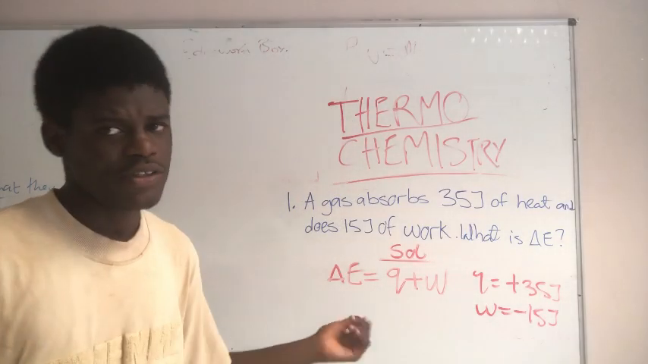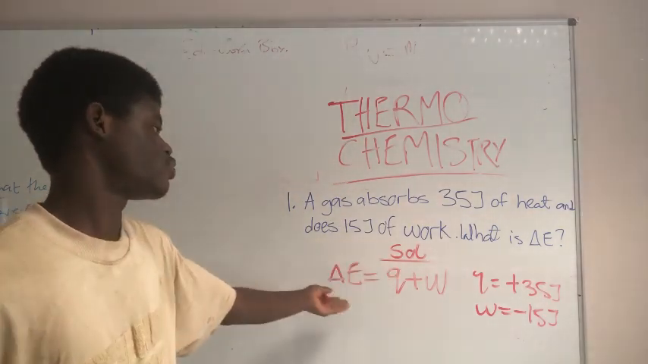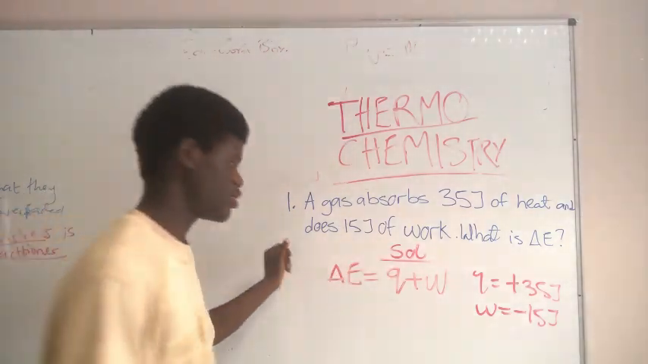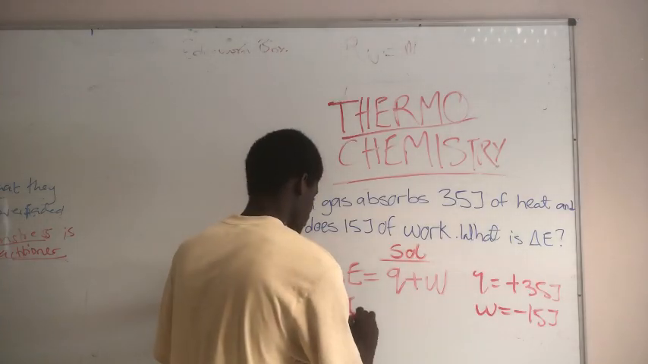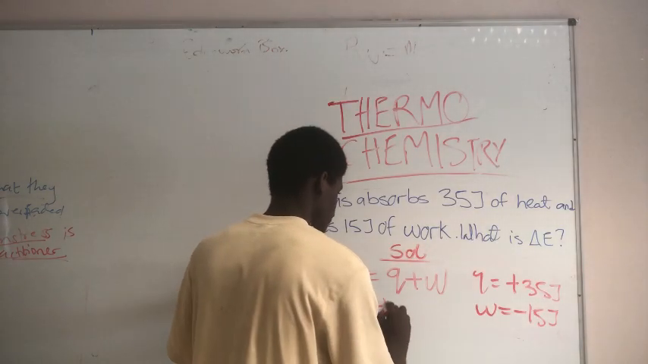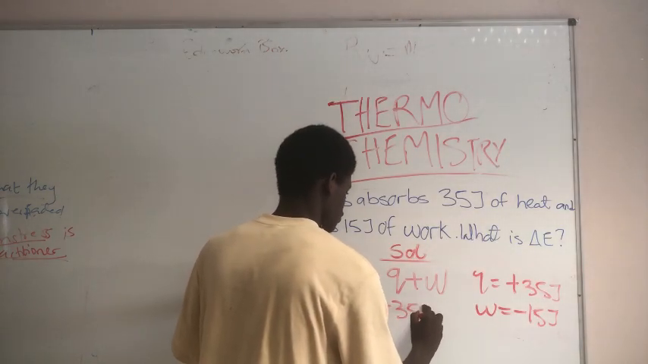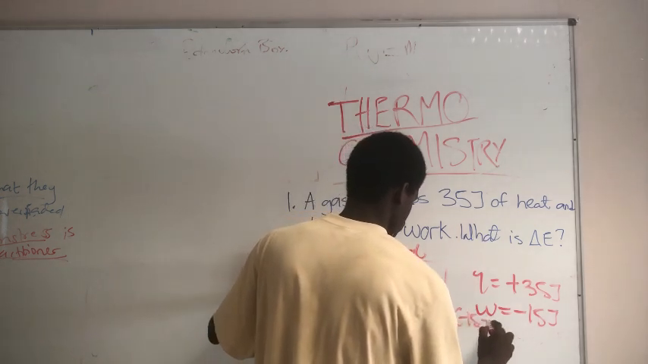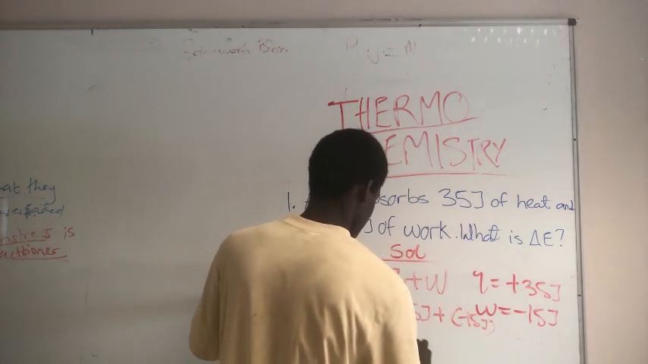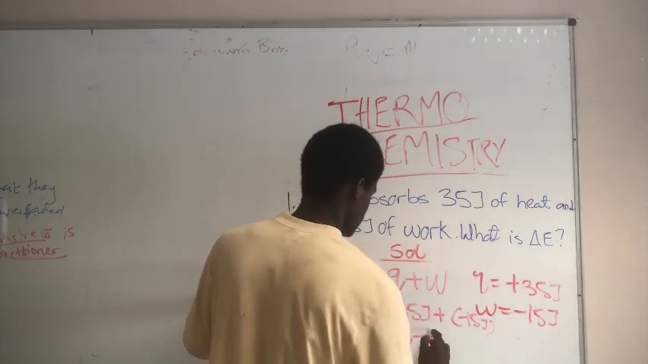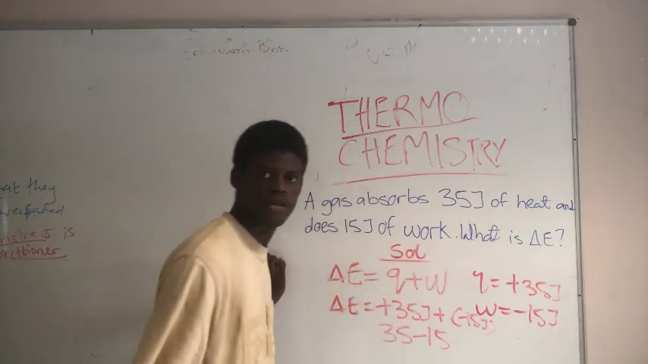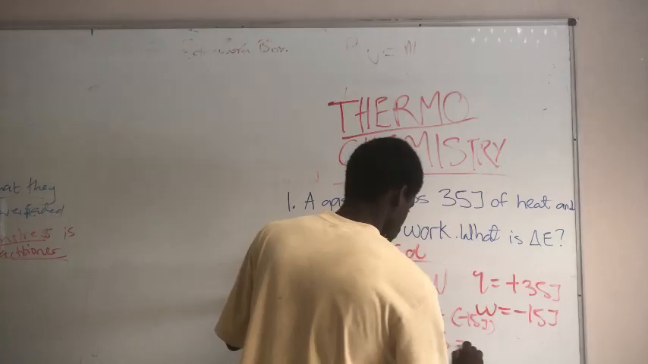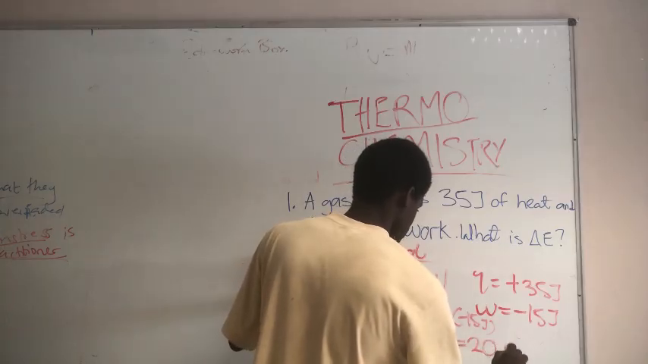So it's very easy. We've gotten our answer. Just put it into this equation and you get delta E. Delta E is Q, that's plus 35 joule, plus minus 15 joule. So that's 35 minus 15, which is 20 joule.